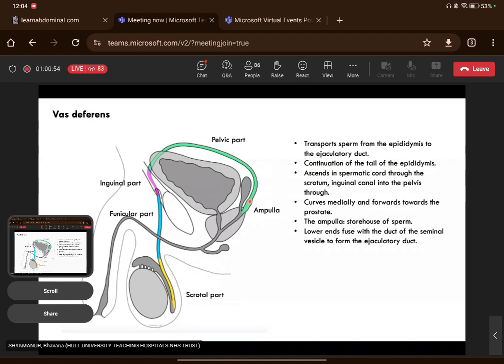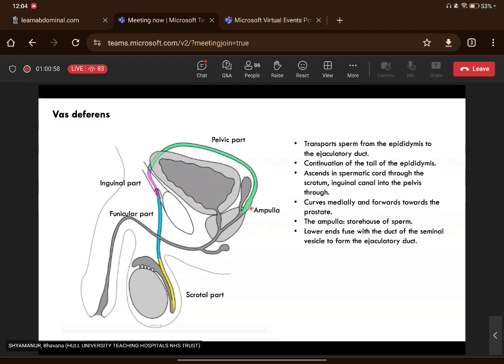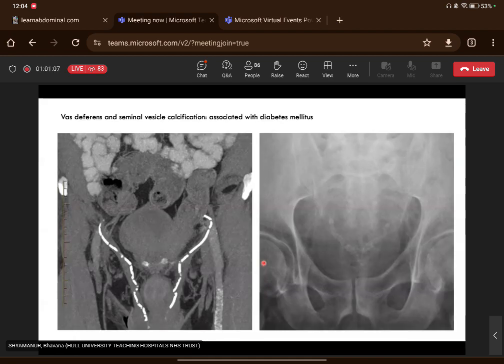The ampulla is a small dilated segment just at the very distal part of the vas deferens, and that's essentially the storehouse of sperm. And we'll have a look at a bit of anatomy. It's something that might be tricky to trace through its whole length. You can do, but it might be tricky to point it out on a single axial slice.